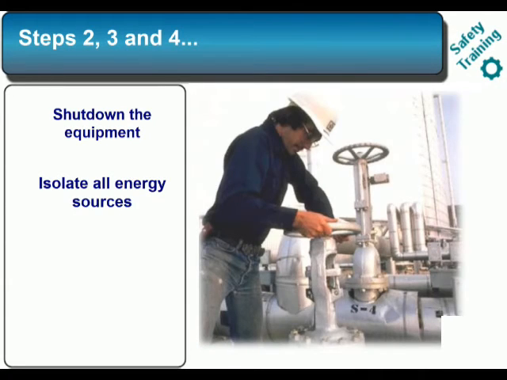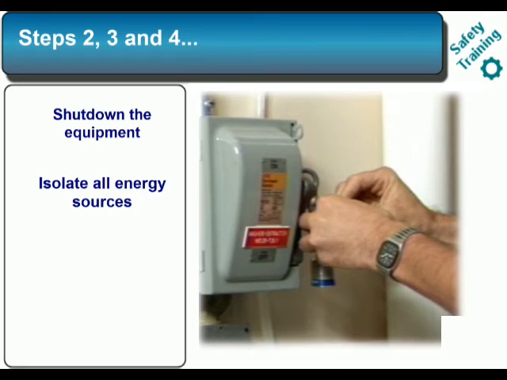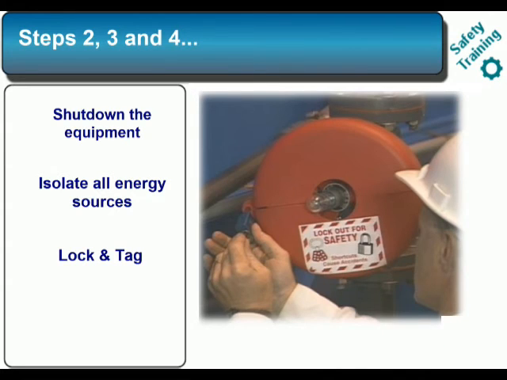The next step is to isolate all energy sources by shutting down control and isolation valves, opening breakers and disconnects, and blocking and bleeding all fluid lines. Step 4 involves placing your locks and tags on all necessary breakers, controllers and disconnects, valves, blank flanges, and pipe plugs that are used to isolate the equipment from external energy sources.